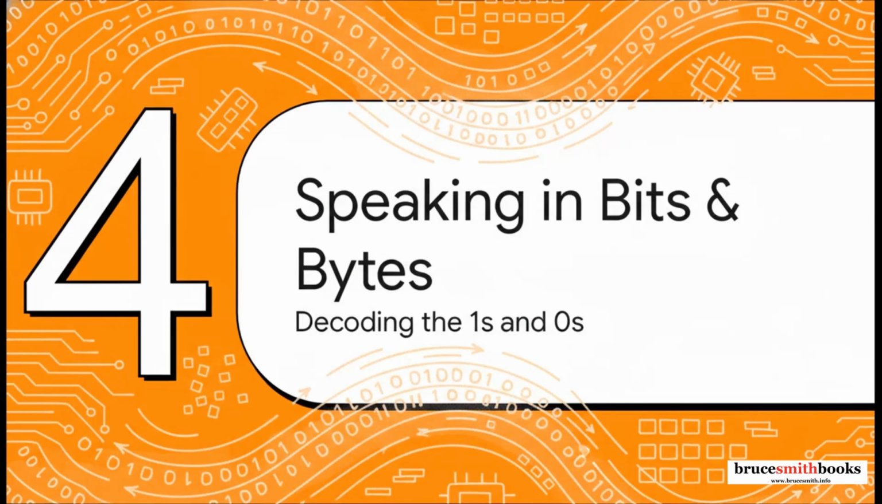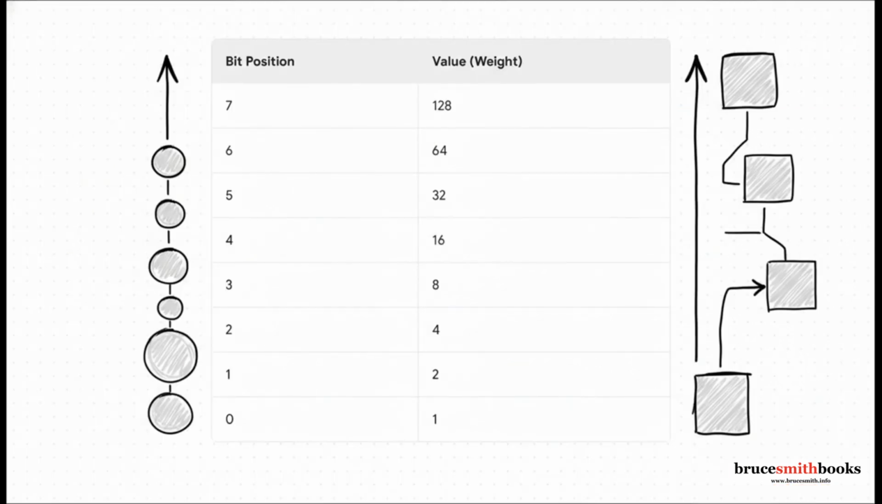All right, we've talked a lot about machine code. Now let's get our hands dirty. Let's really dig in and start decoding the ones and zeros themselves. Okay, thinking in binary feels a little weird at first, but I promise you already understand the basic concept.